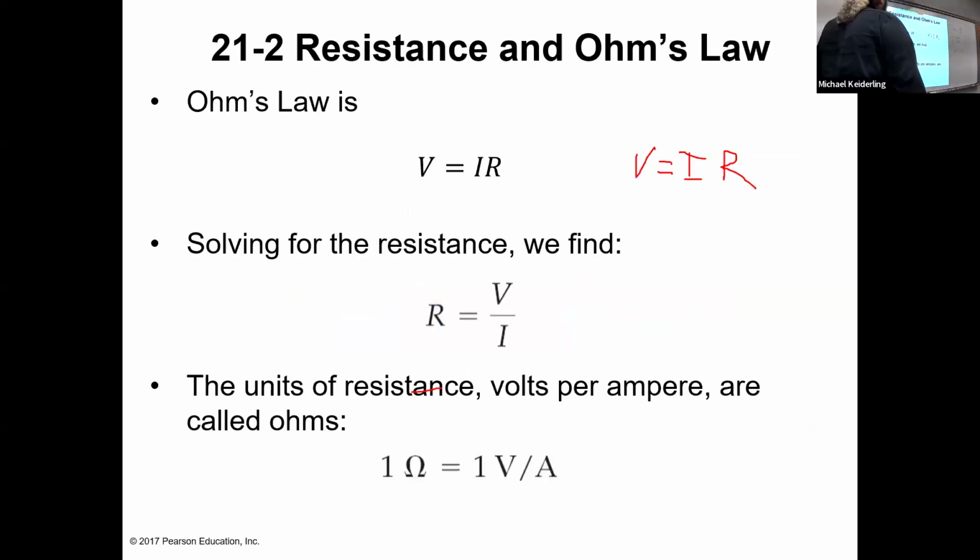Ohm's law is that voltage equals current times resistance. If you have some current passing through something with a known resistance, R, the current times the resistance gives you the voltage required to get that current flowing. So if we solve for resistance, we find resistance is voltage over current. And the units of resistance, volts per ampere, are called ohms.